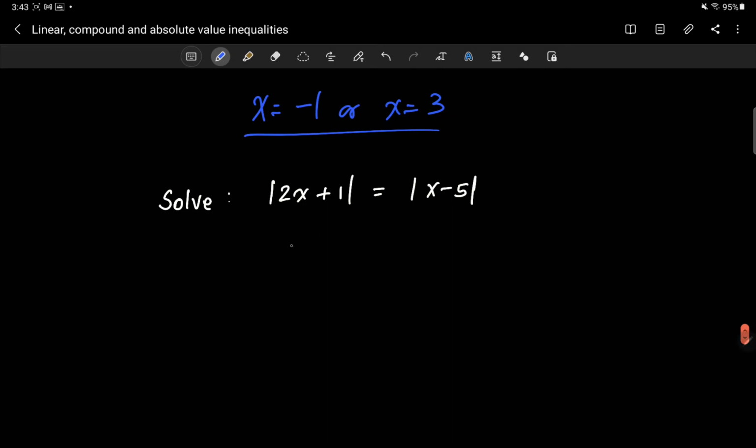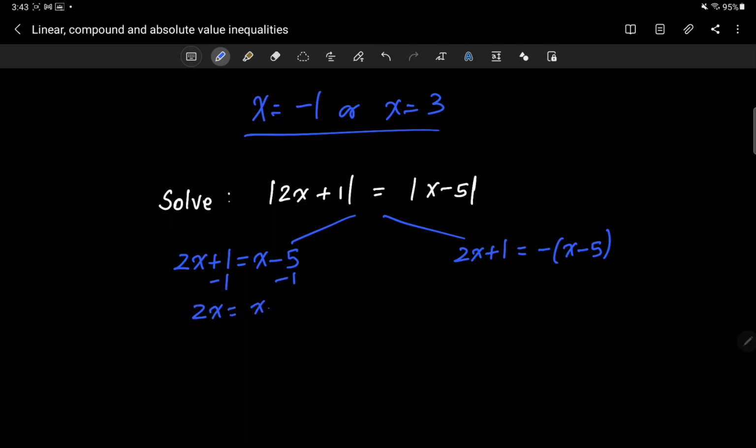Now once again, let's look at this one. Two cases arise. I have either 2x plus 1 equals x minus 5 or 2x plus 1 equals negative of x minus 5. The first one, if I subtract 1, gives me 2x is x minus 6. Subtracting x gives me x is negative 6.